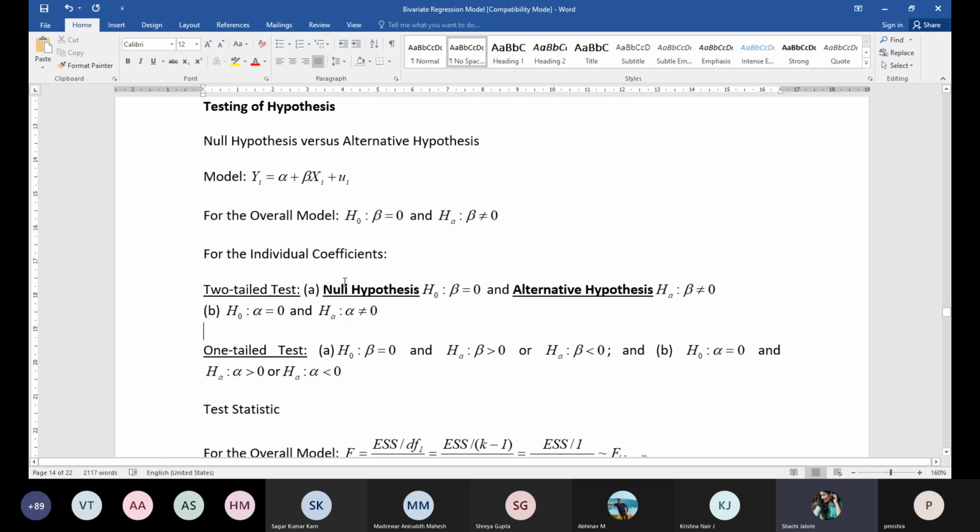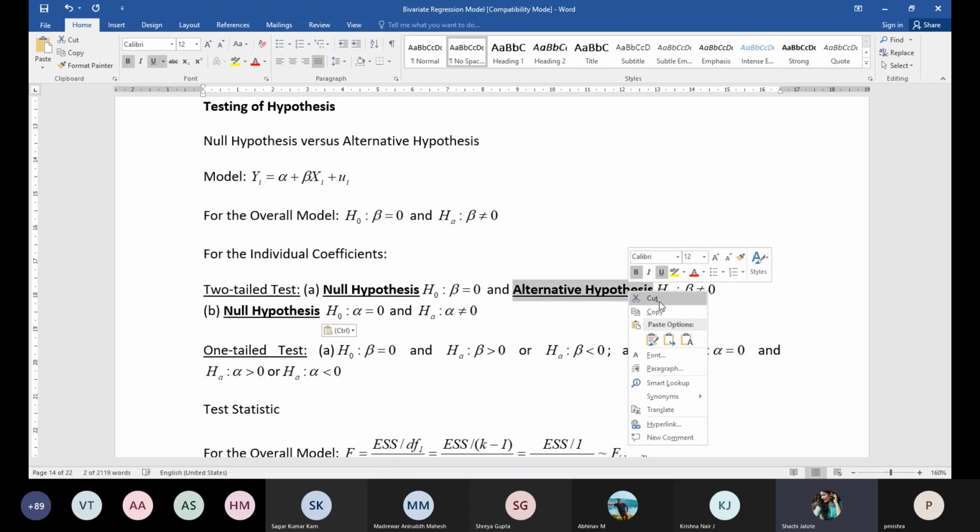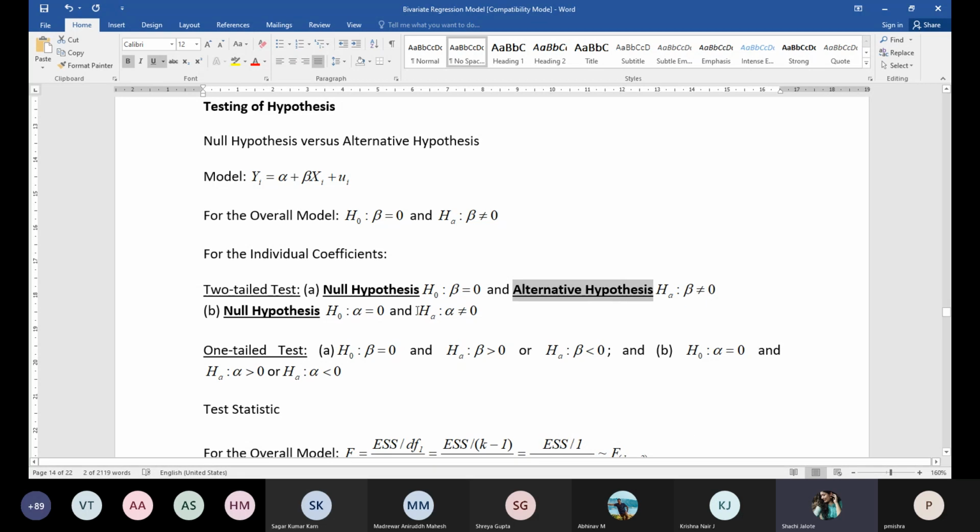Sir, and one more thing, as you explained the intuition behind using the F statistic for the overall model, when it came to individual coefficients and we discussed the T statistic, I didn't understand the intuition of the formula that we wrote for the T statistic. Right, that is what we are going to discuss today. Okay, sure. This part we'll be discussing today.